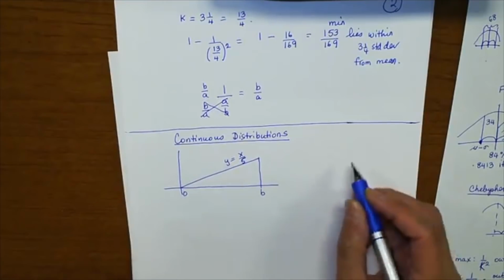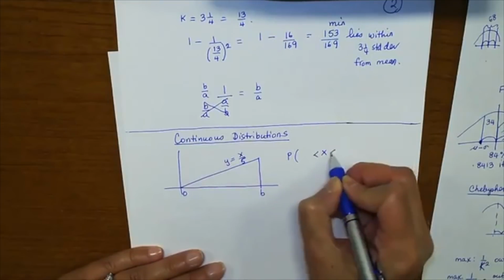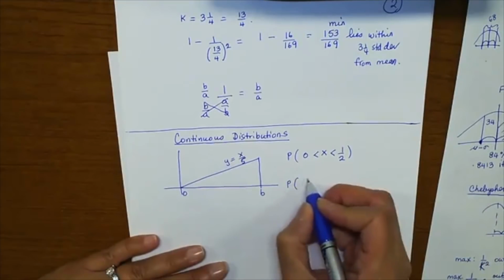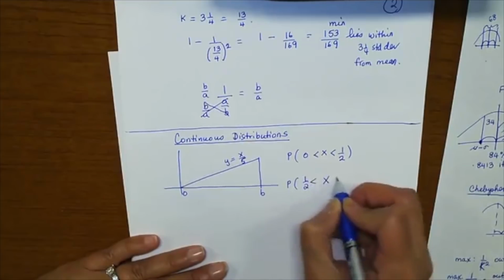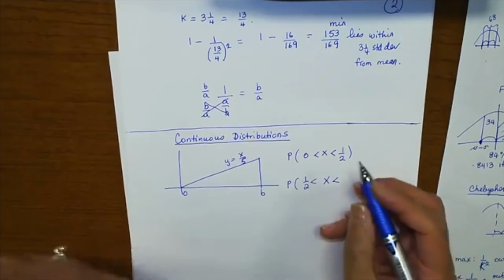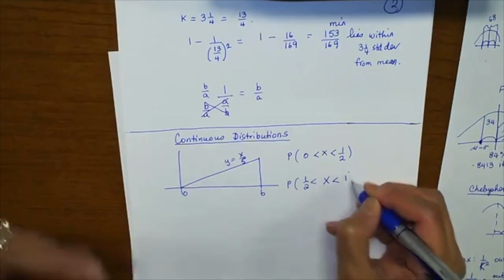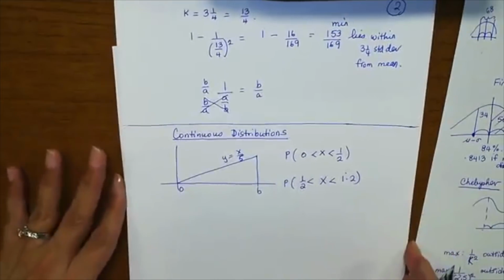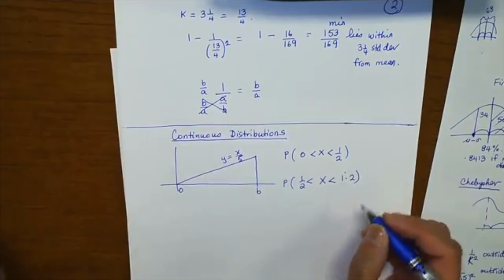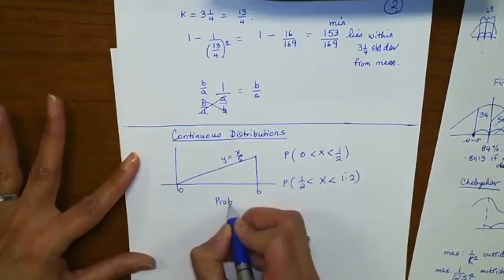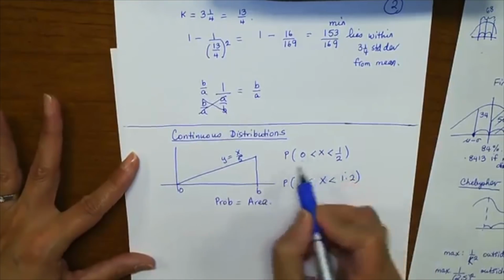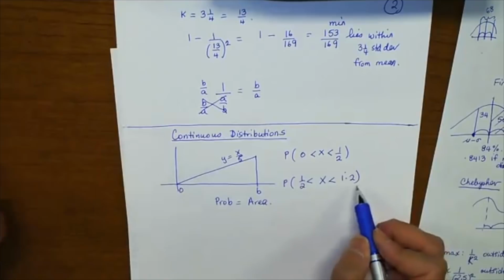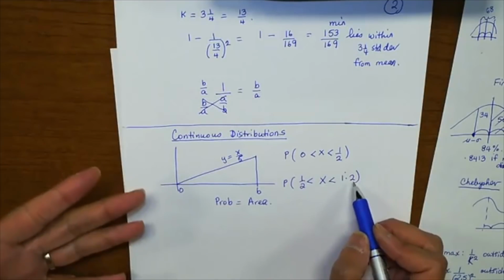And the question says, find the probability that x lies between 0 and 1/2. Or find the probability that 1/2 is less than x is less than 1, let's say, or 1.2. So the whole thing to realize here is that area is equal to probability. So probability equals area. So here I'm looking for the area between 0 and 0.5, and here between 0.5 and 1.2. So there are many ways to do this problem.